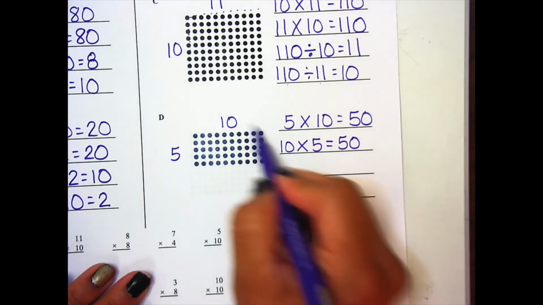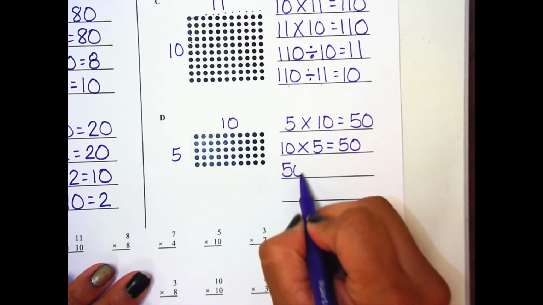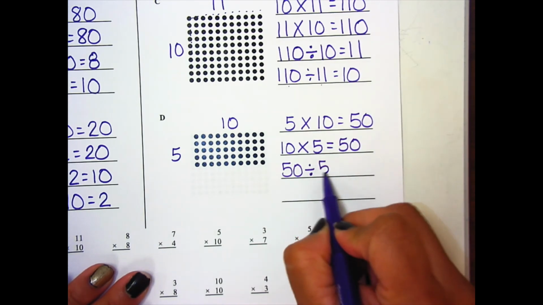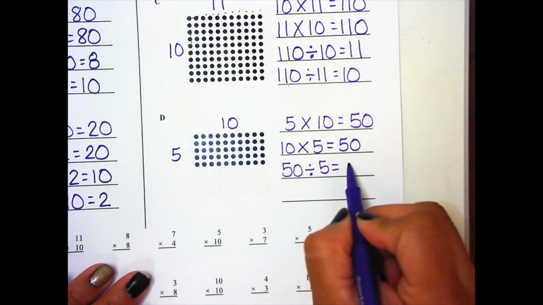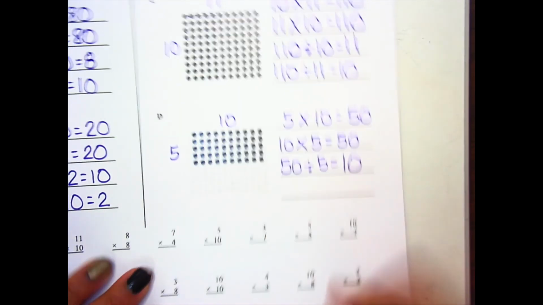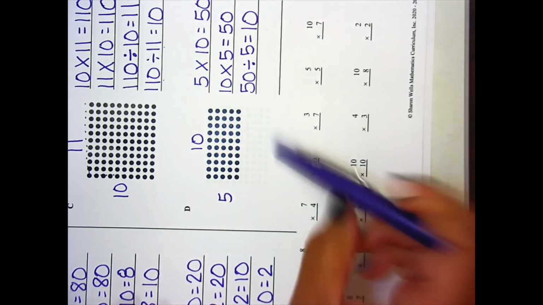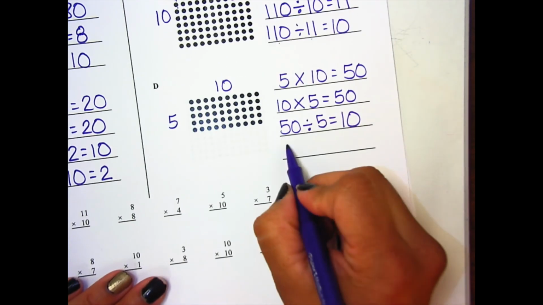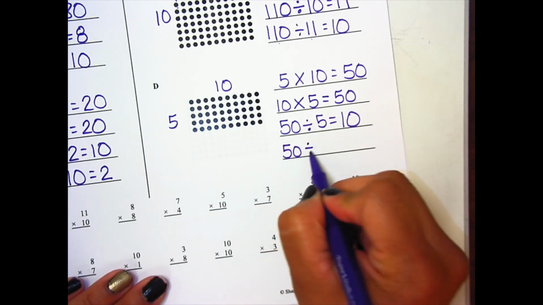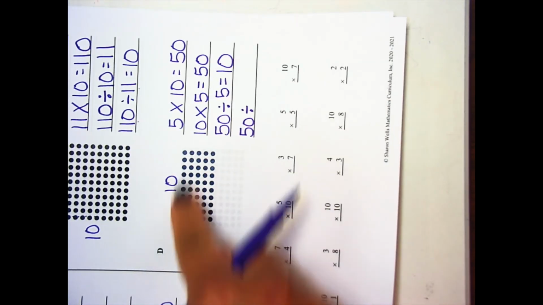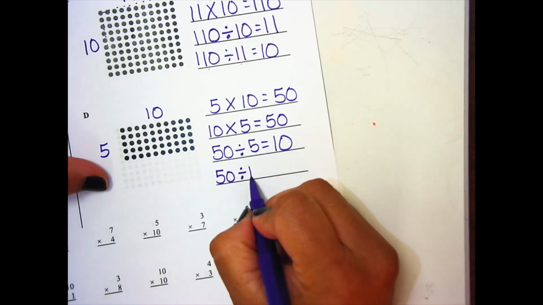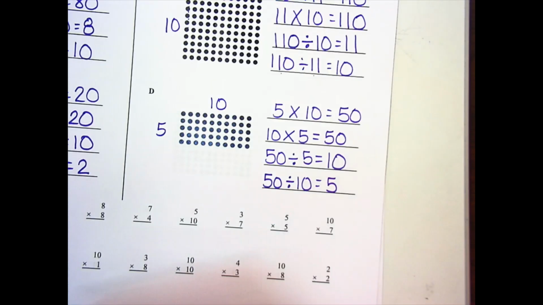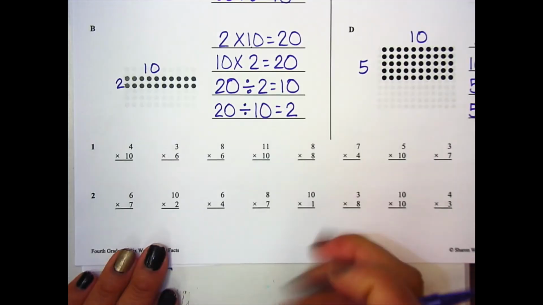Now my total is 50, so that's going to be my dividend, divided by 5 rows, which is my divisor, equals 10 in each row, which is my quotient. Turn it, I still have my same total. I still have 50. So 50 is still my dividend, but now I have 10 rows. 10 rows, 50 divided by 10 equals 5 in each row. Then you will go ahead and practice.